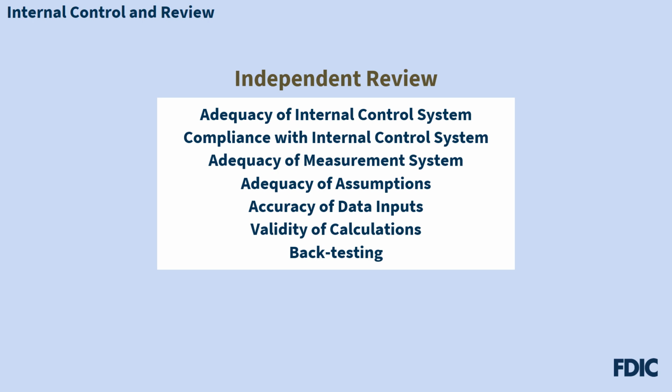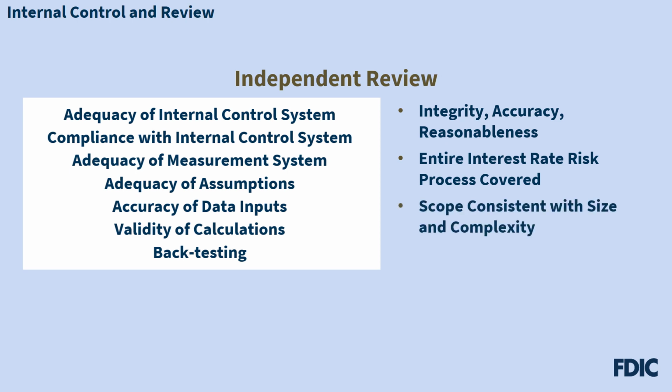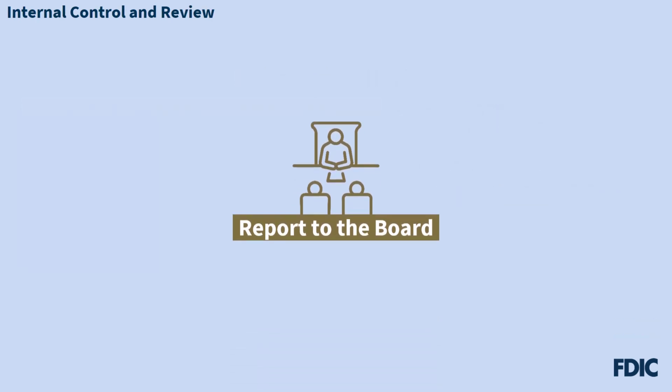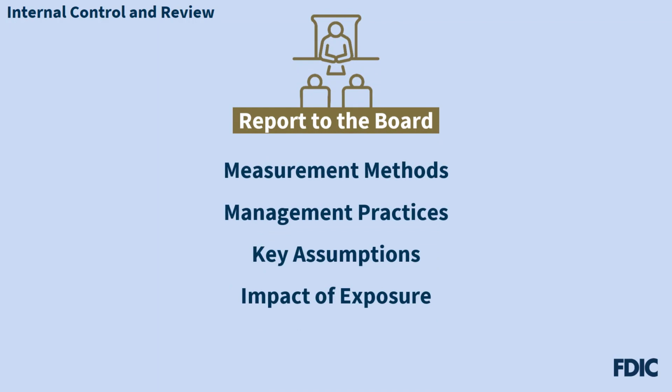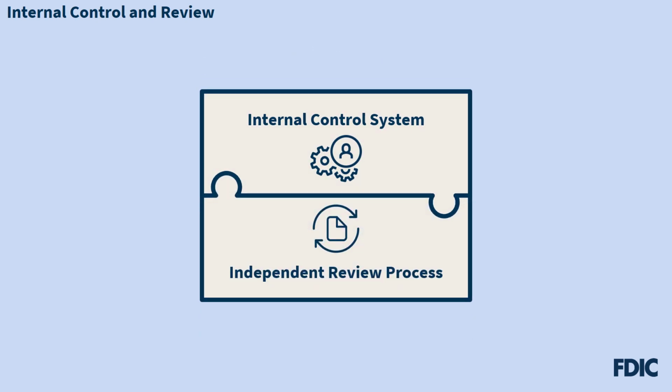An independent review is periodically conducted to ensure the integrity, accuracy, and reasonableness of these areas and covers the entire interest rate risk management process. The scope of the independent review would be commensurate with the complexity of the bank. The board would receive a report detailing the results of the independent review. These reports typically provide a summary of the bank's interest rate risk measurement methods and management practices, identify key assumptions, and assess the impact of those assumptions on the measured exposure. A strong internal control system, verified by independent review, helps ensure a more robust interest rate risk management process.